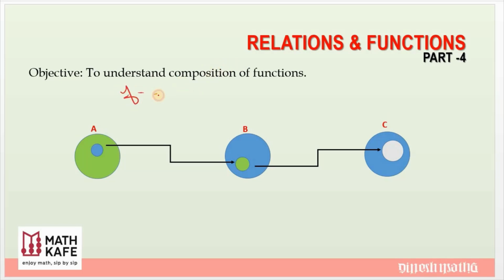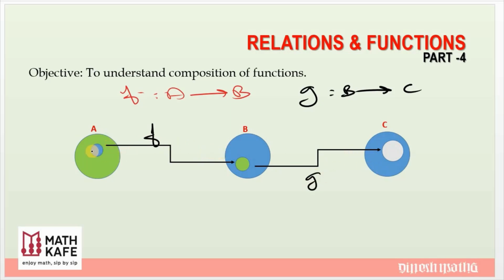Basically, you are given two functions, or we are calculating the resultant of two functions. Say f is a function from A to B, and we have another function g from B to C. See, this is the function f from A to B, and this is a function g from B to C.